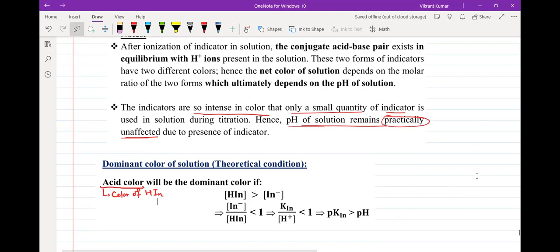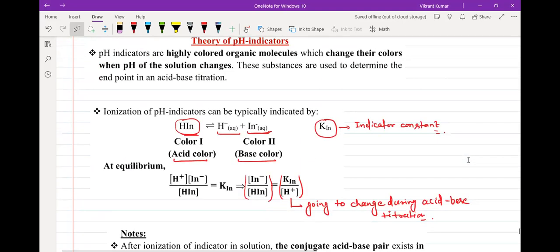Okay, just be careful about that also. I'm saying that we are going to have acid color as the dominant color. First thing, already we had the relation that In minus by HIN was KIN by H plus.